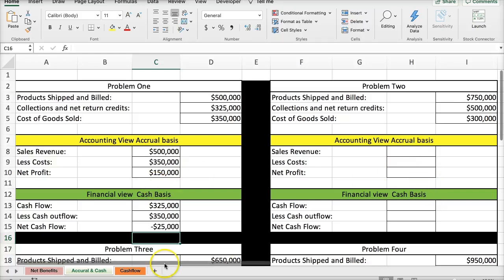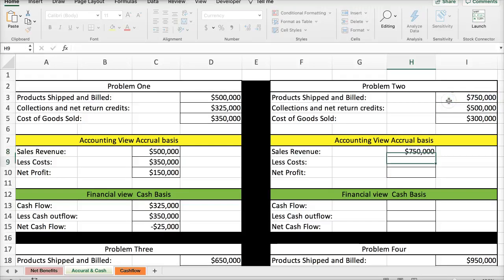Now, on this side of the equation, I'm going to do problem two as well. You can do problems three and four on your own. They're pretty simple. So, another example. We use the sales revenues, less the costs, cost of goods sold. So the accounting view is just going to look at what we have sold in our books minus the cost, and it's going to show that we made $450,000. As far as the cash flow, it's going to look at the actual collections of cash, and then it's also going to look at the cost of goods sold, because that means we put cash into these goods to make them.